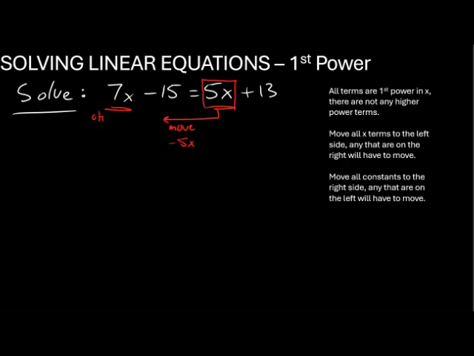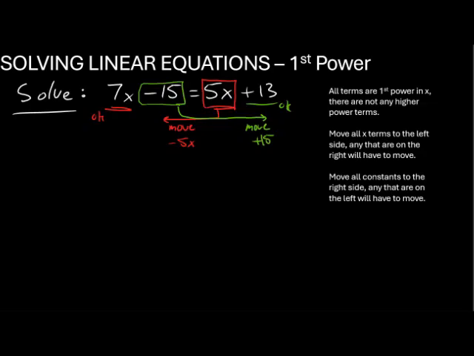Now for our constants, on the right, where we want the constants to be, we already have positive 13. That one is okay as is. The negative 15 that is on the left, however, will have to move because we want our constants on the right. That negative 15 will change to positive 15.